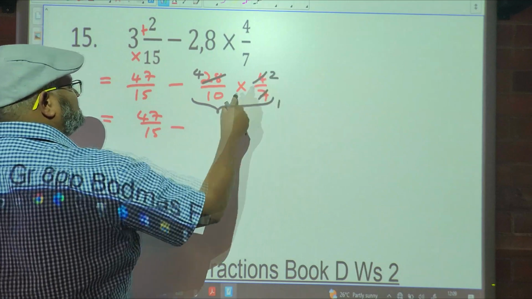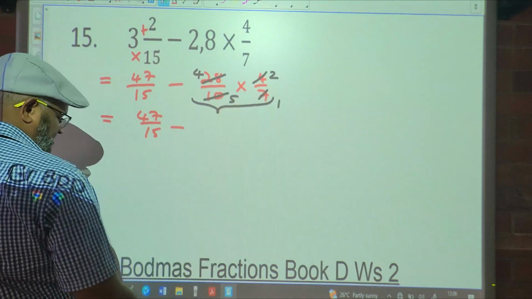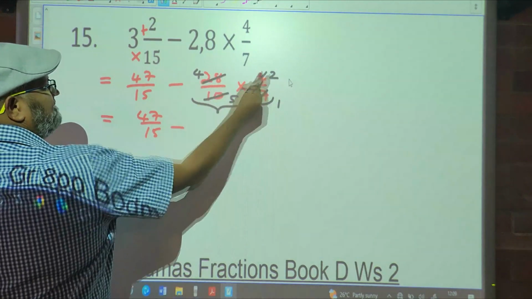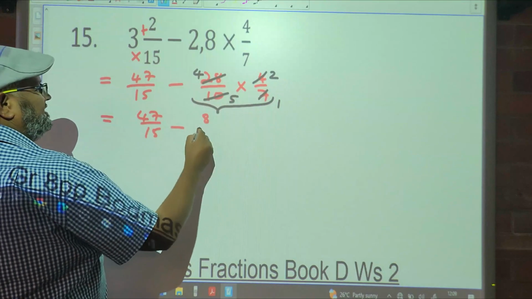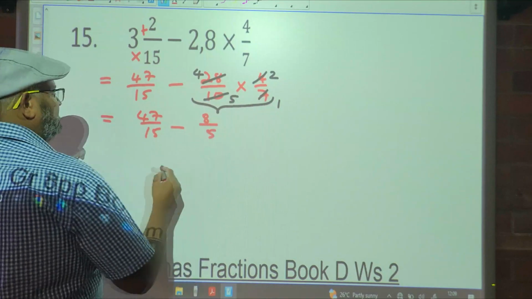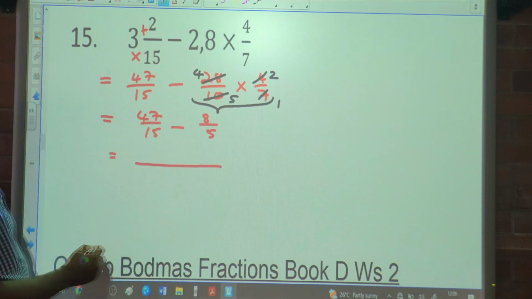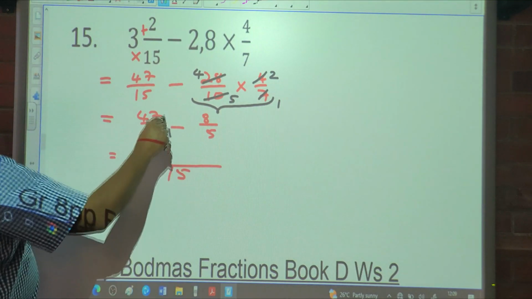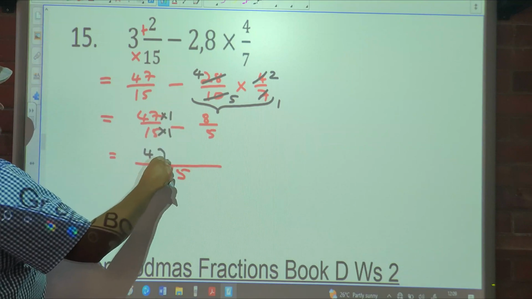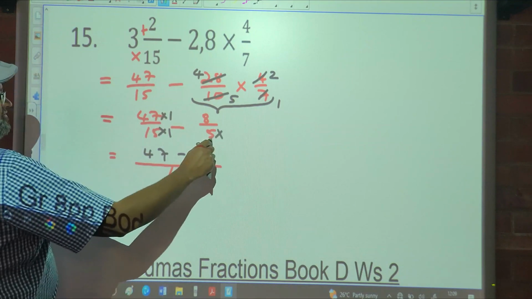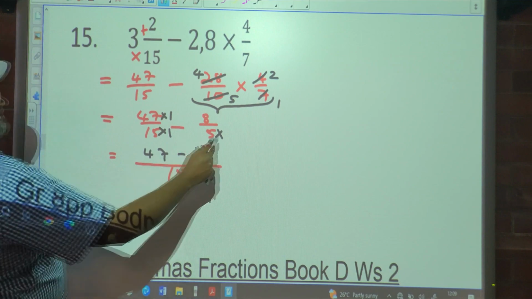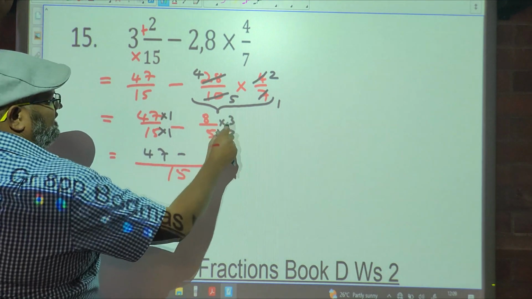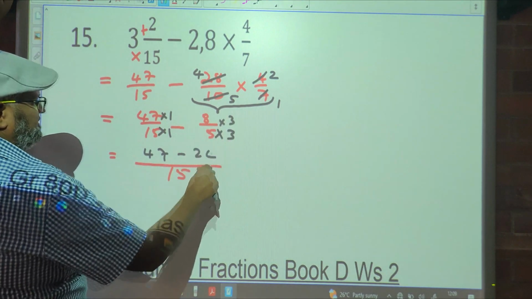So it's 47 over 15 minus, 7 goes into 7 once, 7 goes into 28, 4 times. 2 goes into 4 twice, 2 goes into 10, 5 times. So what is 4 multiplied by 2? 8 over 5 multiplied by 1? 5. What is your LCM here? 15. So 15 multiplied by 1 gives you 47 minus 5 multiplied by what is 15? 3. 8 times 3 is 24.